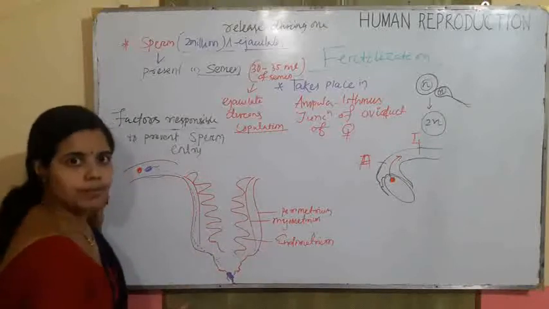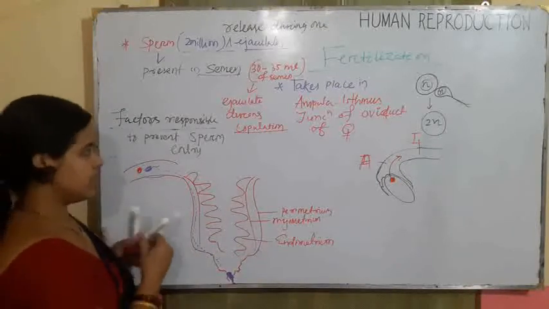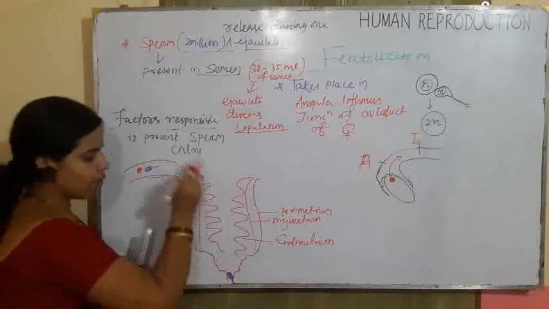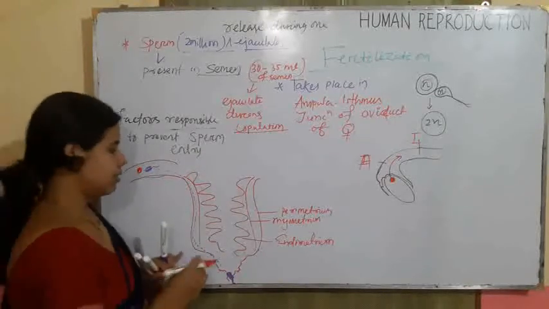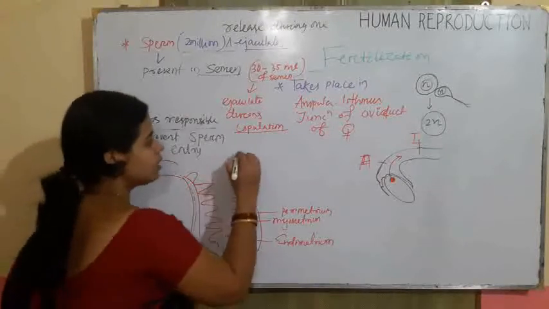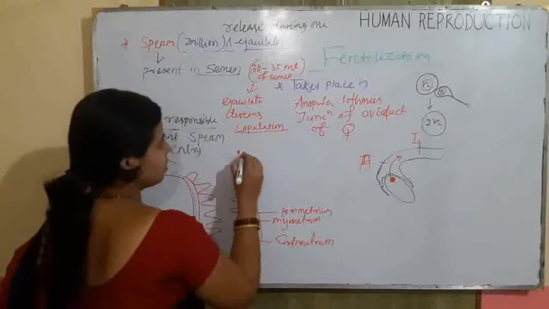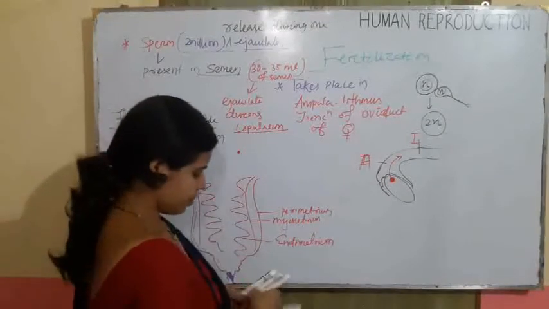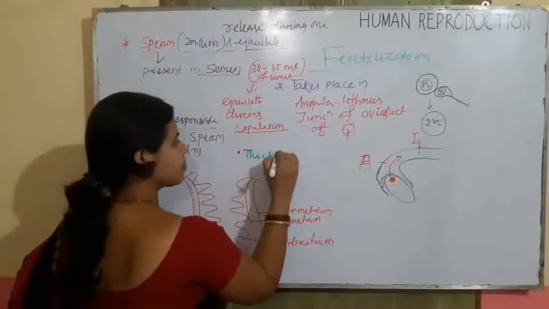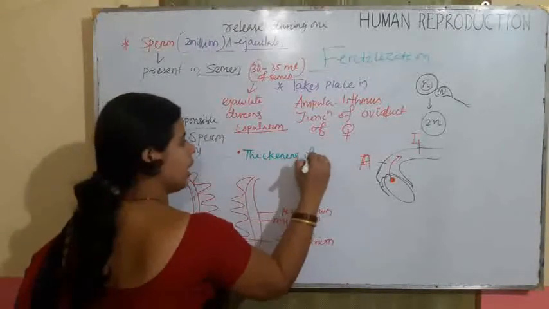myometrium and perimetrium. That is one of the reasons so that every sperm cannot enter at a time, and a maximum of very few sperm can enter through this process. So first you can say thickening of endometrium.